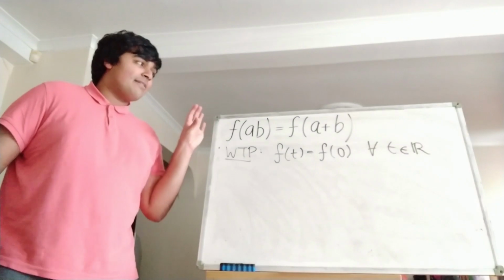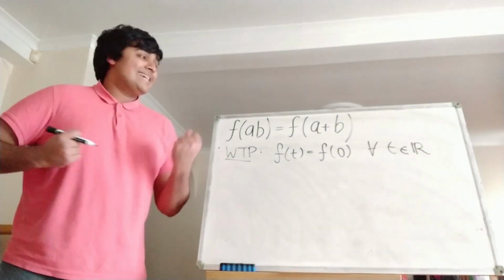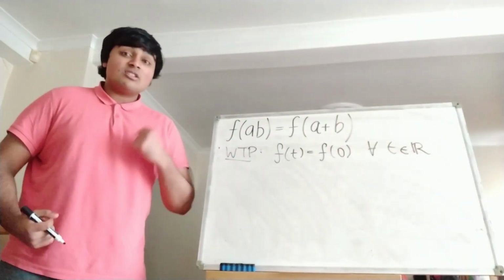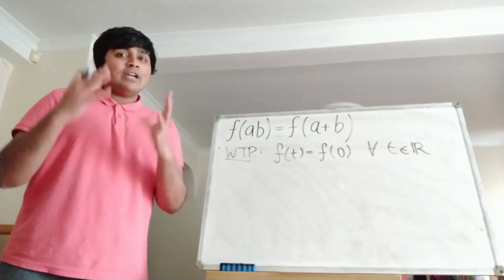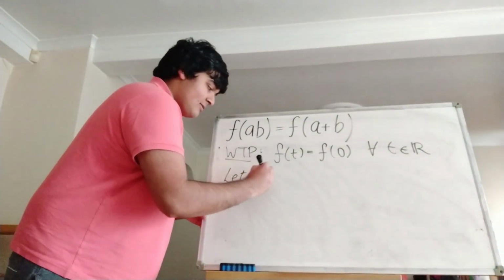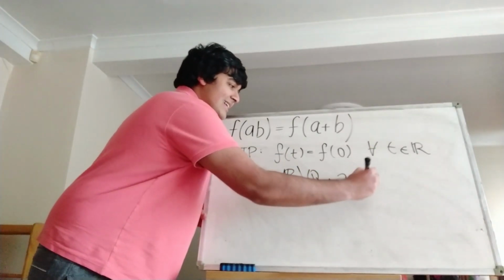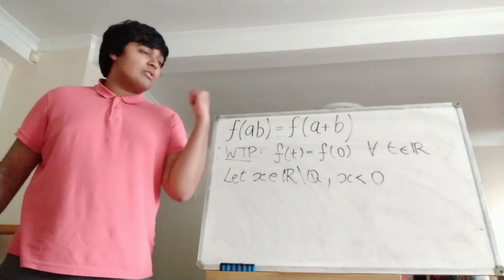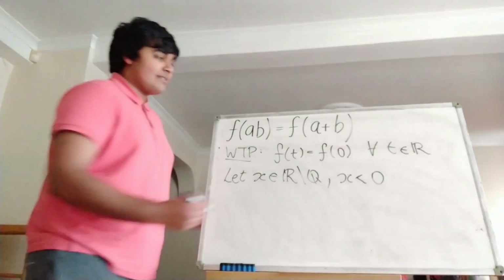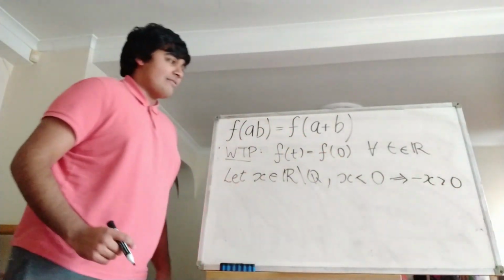Okay, so supposing f satisfies this property, we want to show that f of t equals f of 0 for all t in the reals. The way we're going to do that is just look at different values of t. The first thing we're going to look at is negative irrational numbers. So let x be an irrational number with x less than 0, and we want to show that f of x equals f of 0. Obviously x is less than 0, which implies that minus x is bigger than 0.